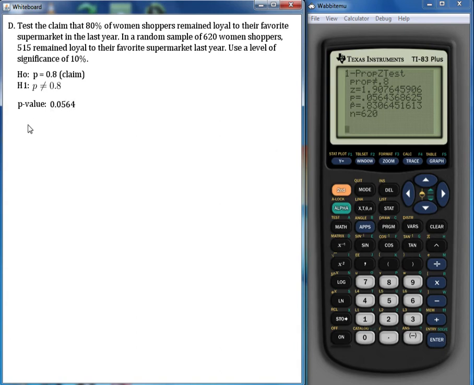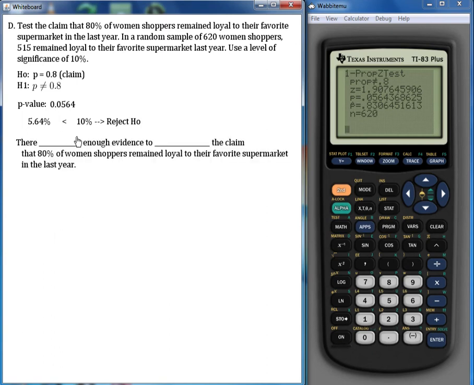Which means I have a p-value of 5.64%, which I'm comparing to my level of significance of 10%. The p-value is less than 10%, which means I am going to reject the null hypothesis, because if the p is low, the null must go. And now I just need to interpret this.